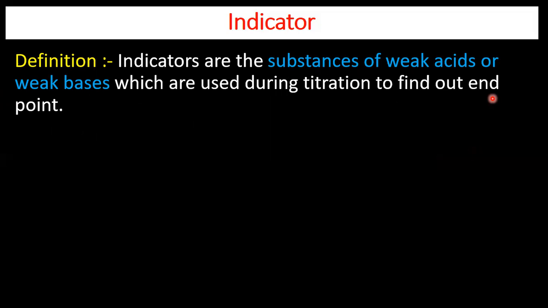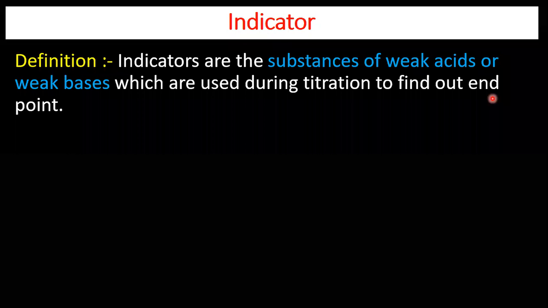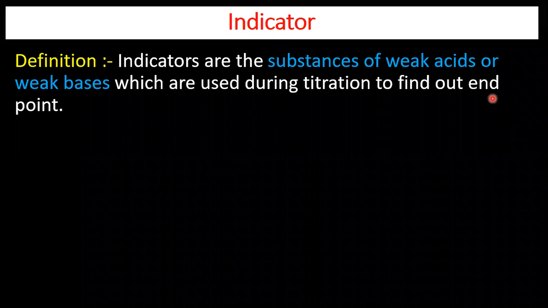Equivalence point is found out by using volumetric instrumental analytical techniques such as pH metry, conductometry, potentiometry, colorimetry, etc. These are the instrumental techniques which are used for the determination of the equivalence point or the neutralization point. But the end point can be found out by using simple indicator solutions. So the definition of an indicator: these are substances of weak acids or weak bases which are used during a titration to find out the end point.